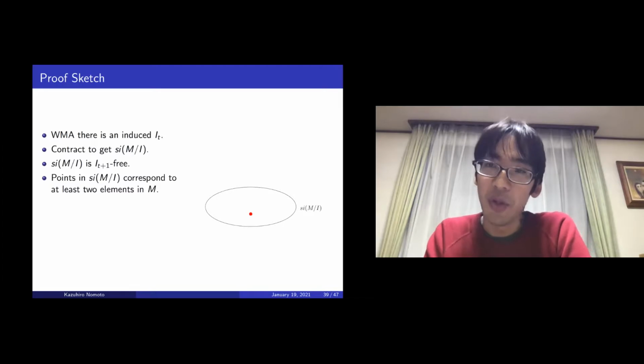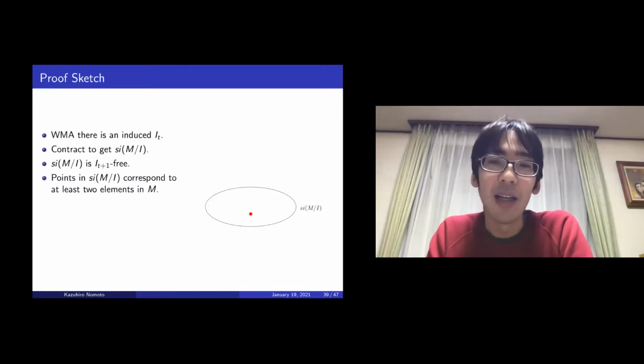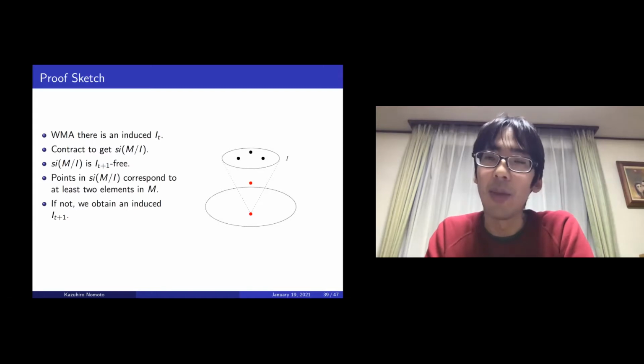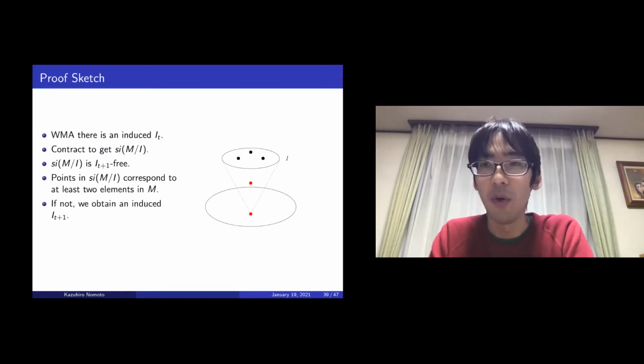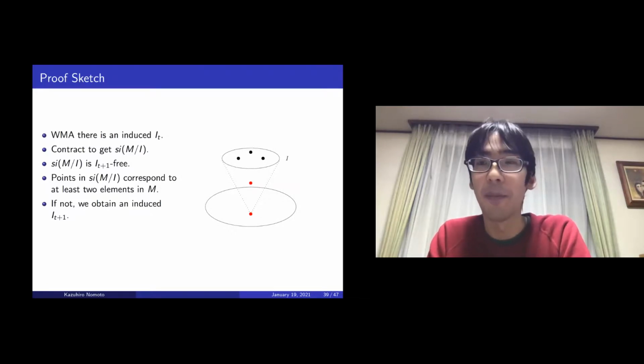But then when you took this simplification, you've deleted some elements. So I want to consider which elements you've deleted in getting the simplification. If I take any point, so this red dot is the point I'm picking in M contract I, or the simplification of it, then it is certainly the case that if you lift everything back to the original matroid, there was more than one point, that you have to delete some element, because otherwise you get an induced I4. We are assuming we are I4 free in this picture. So every point in the simplification of the contraction corresponds to 2 or potentially more elements in the original matroid.